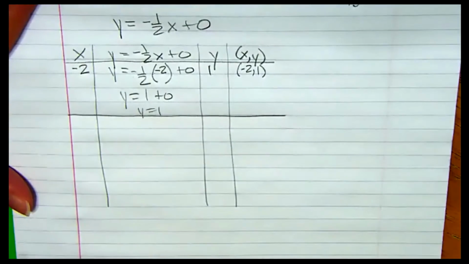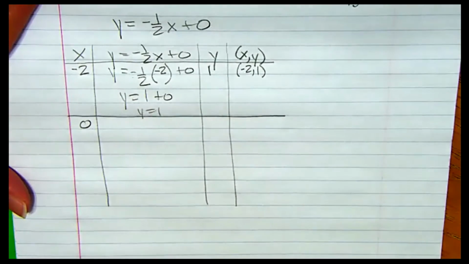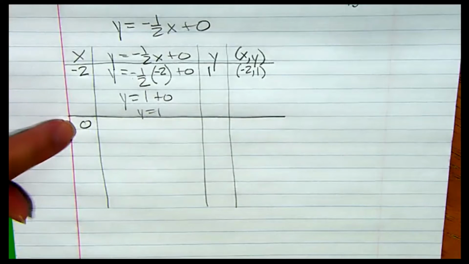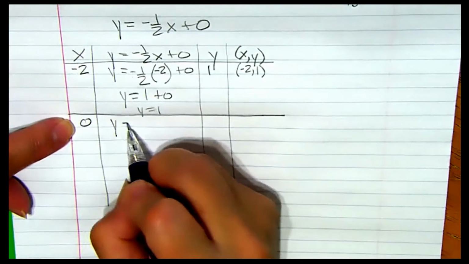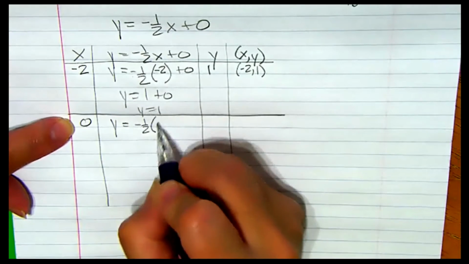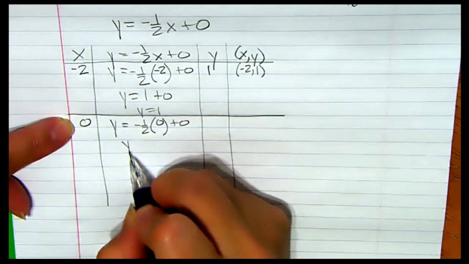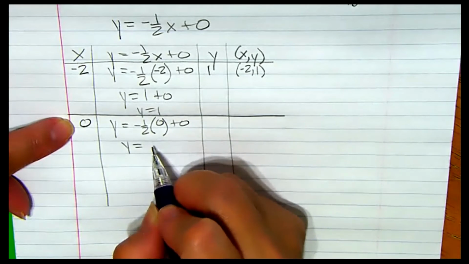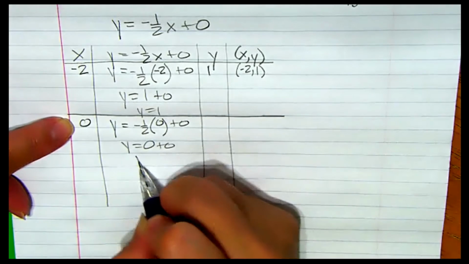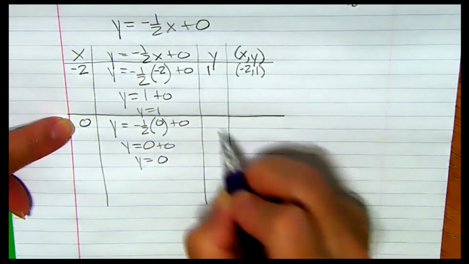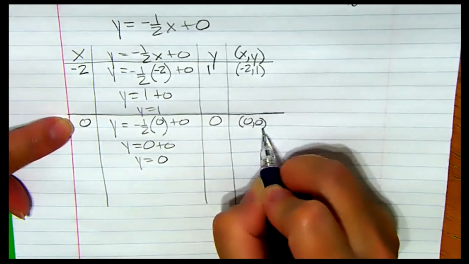Now we know we need a 0. So x is 0, and we are going to substitute 0 for x. That's kind of nice because anything times 0 is 0. So when x is 0, y is 0. Look at that.